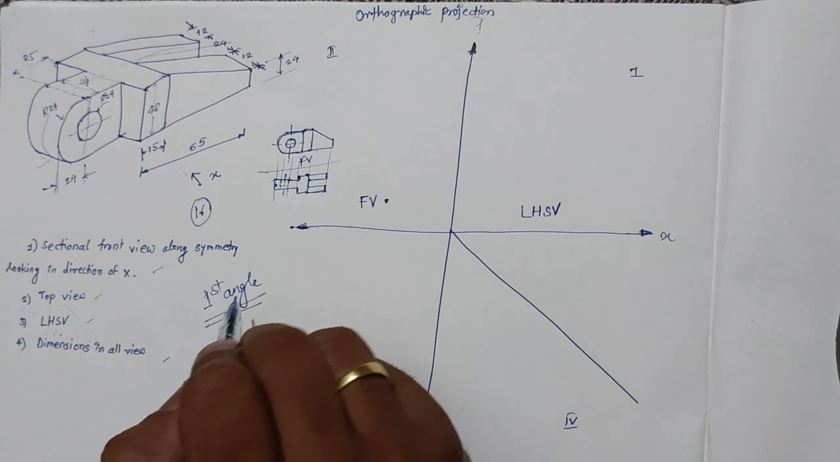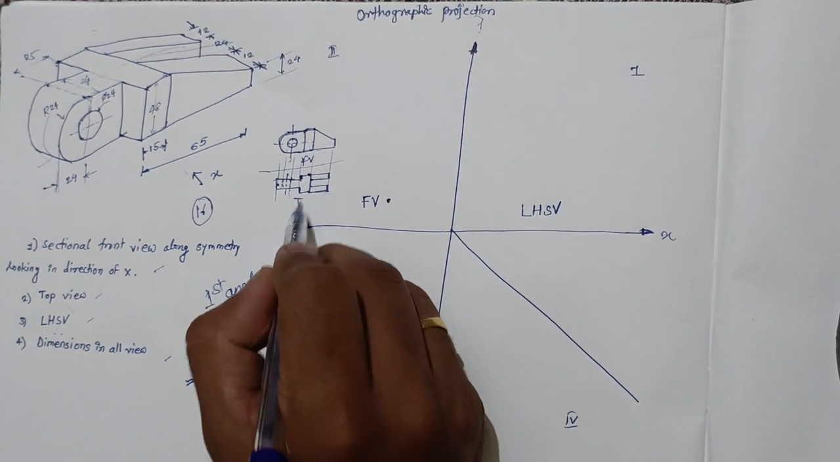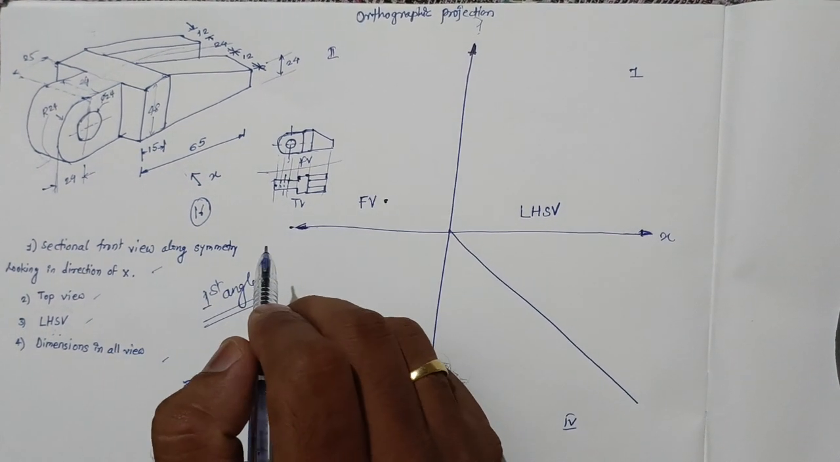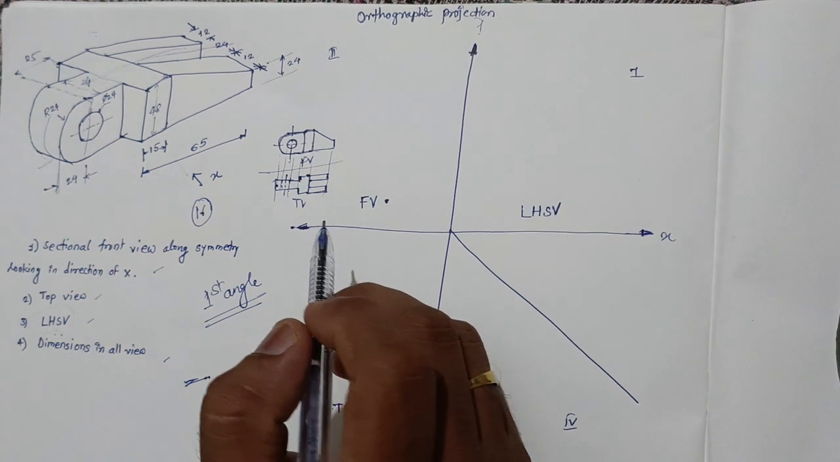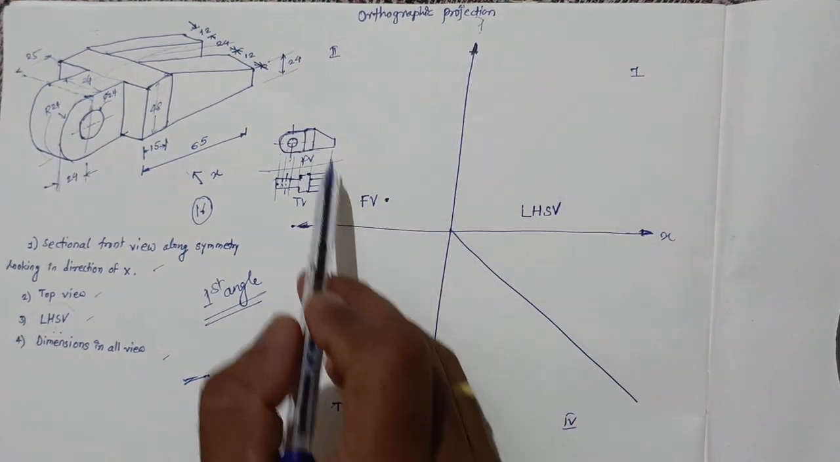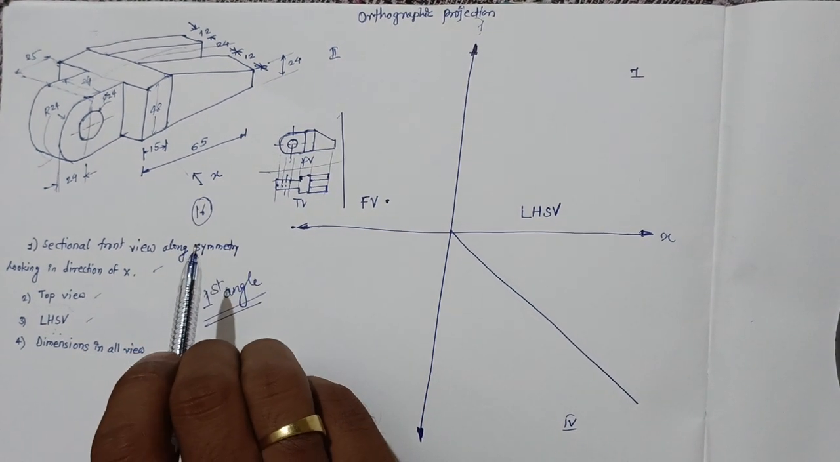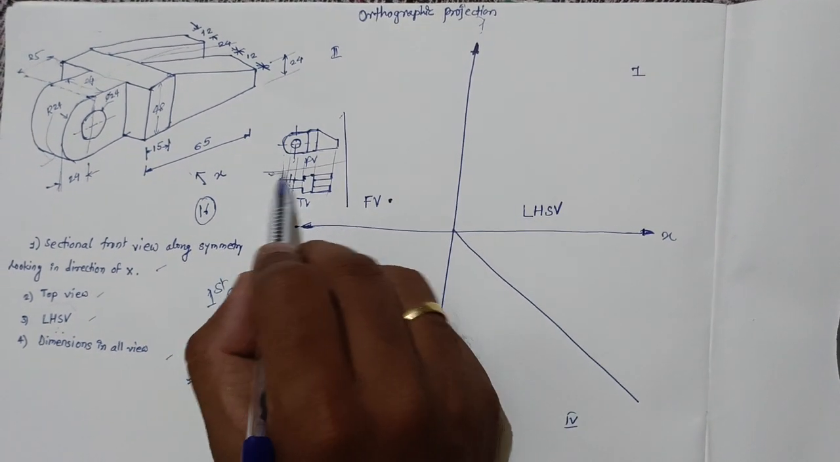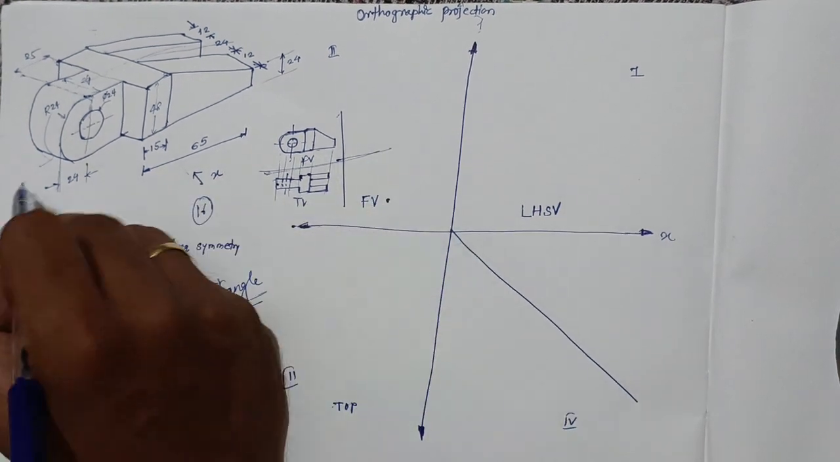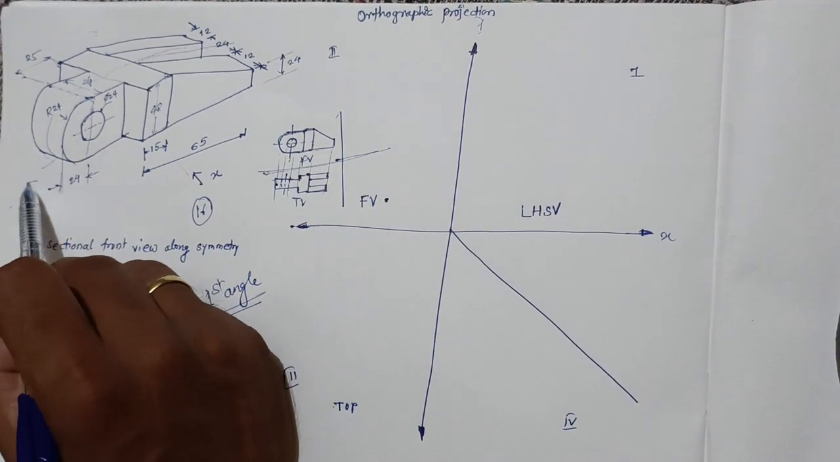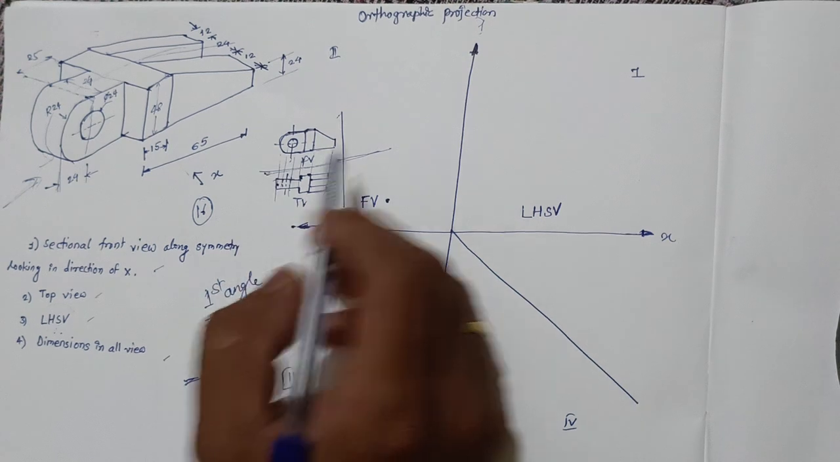That's it. So this will be the top view. You know what? At the beginning, I'll not immediately switch to the actual drawing. First of all, I'll start imagining what the drawings would be. Then if I need to draw LHSV, I'll just draw over here. For LHSV, I need to observe this object from the left hand side, right?